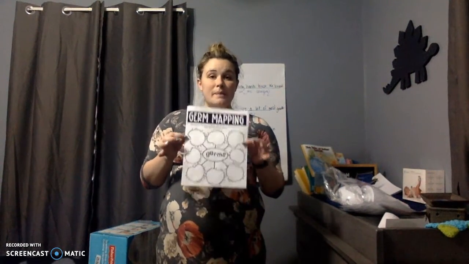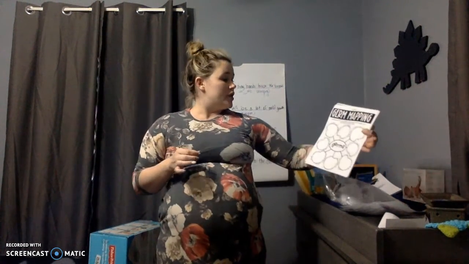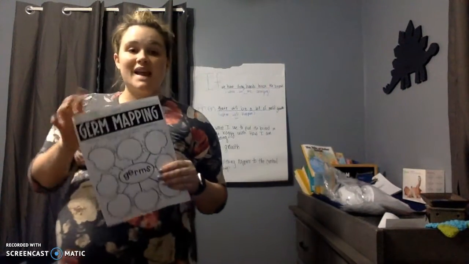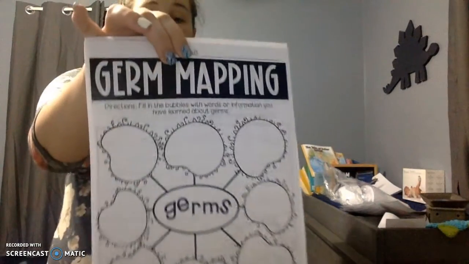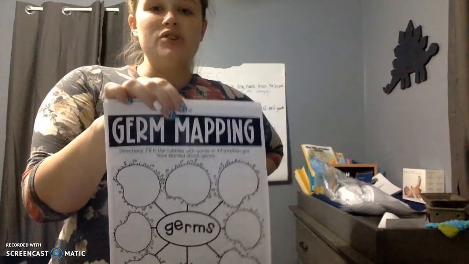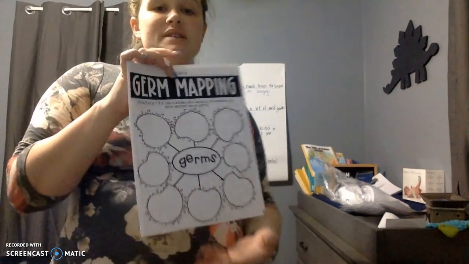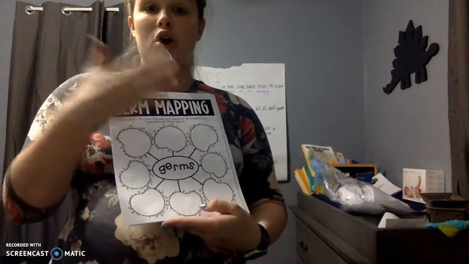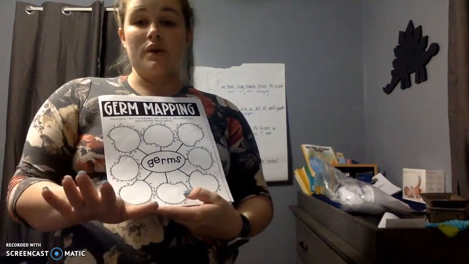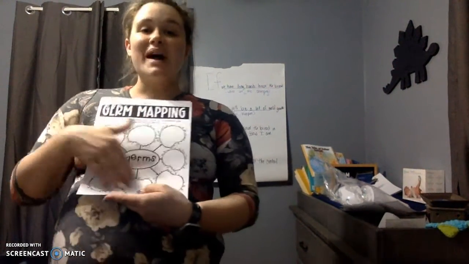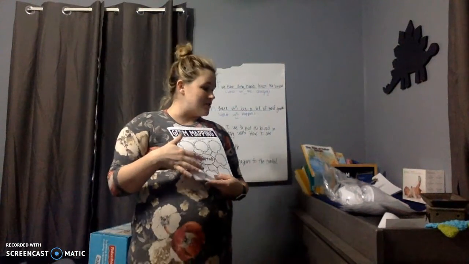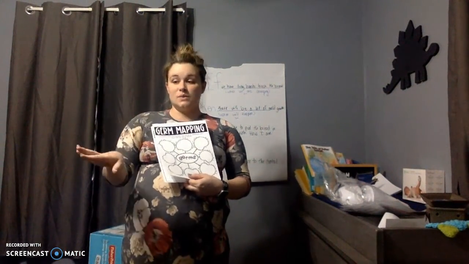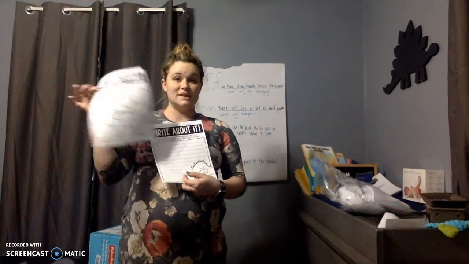So we need to learn a little bit about germs before we start, okay? So on your germ mapping packet, there are 8 little bubbles, okay? You're going to fill in those 8 little bubbles with words or information you found out about germs. So it could be something as simple as, there are good and bad germs. That's the only one I'm giving you, though. You have to find the rest of them for yourself, okay? After that, hold on, yes, we're going to go through this whole packet before you guys get started.